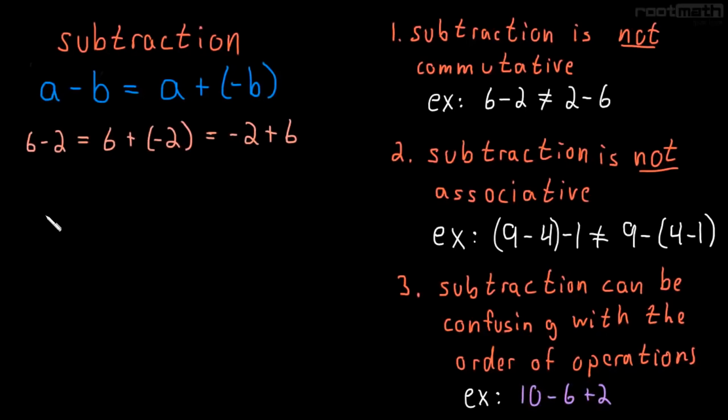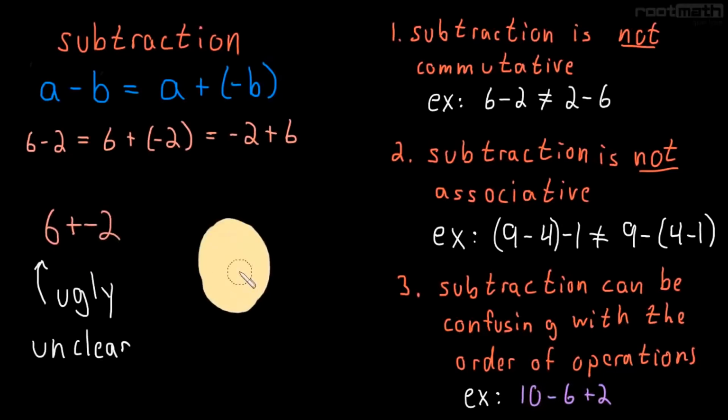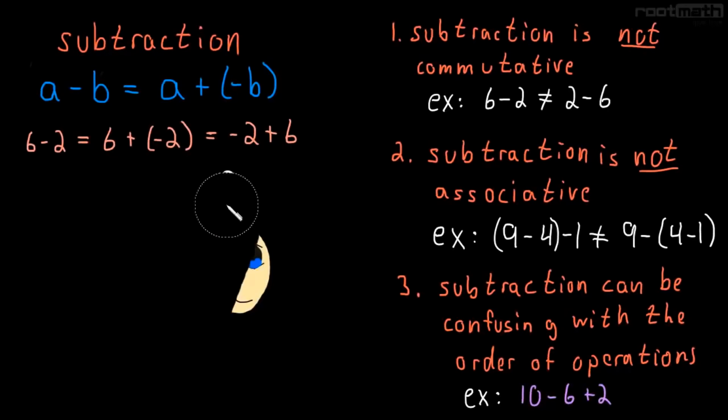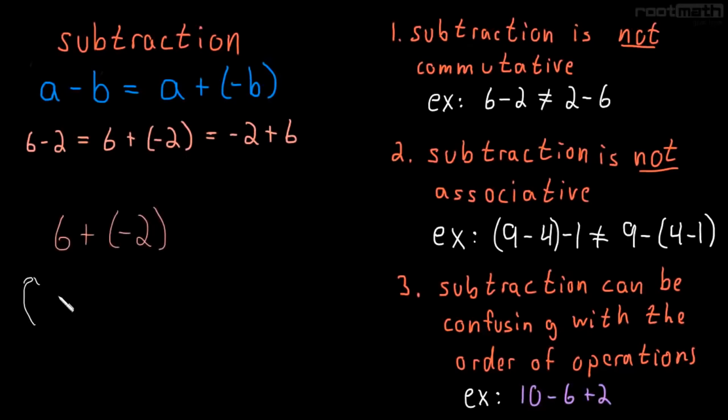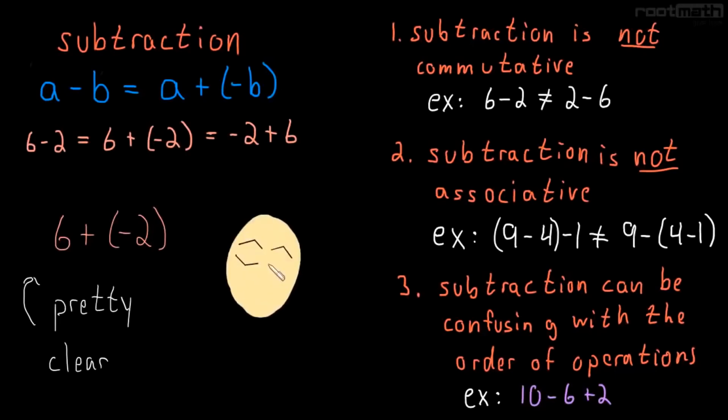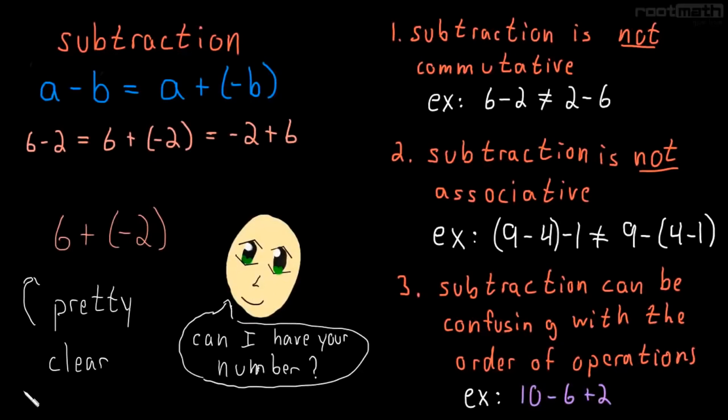A little note about the notation here. Why do we put parentheses around the negative sign? It's really because doing it without them is ugly and unclear, and you might even confuse somebody if you're not very neat. So instead, we put parentheses around the negative sign so that everything is really clear. If we look at this, it's very clear what we mean. We mean 6 plus negative 2. And now anybody looking at that will know exactly what you mean. Okay, so that's just a note about why we put parentheses around the negative sign.